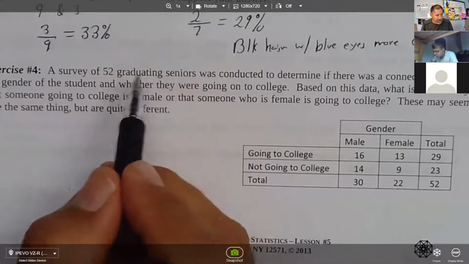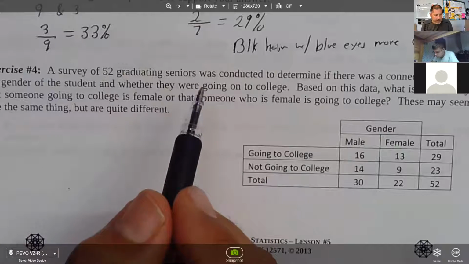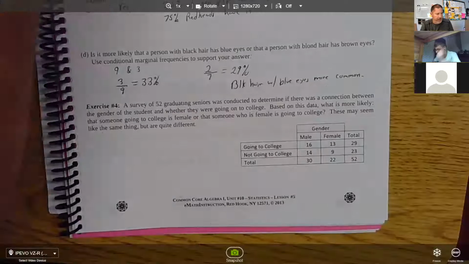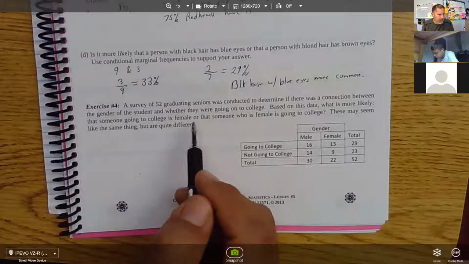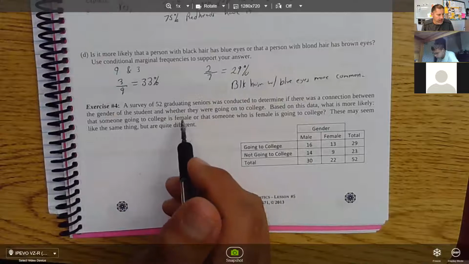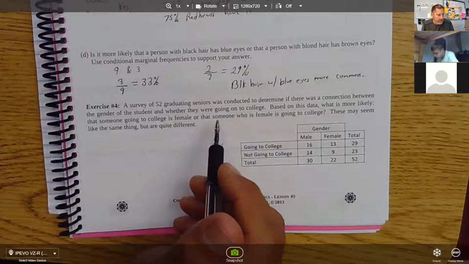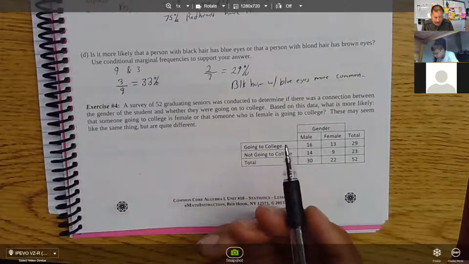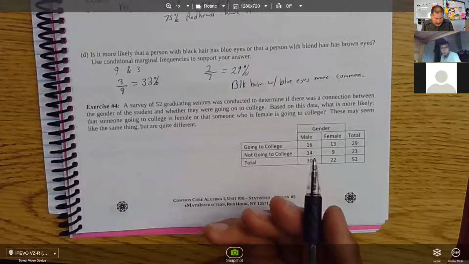A survey of 52 graduating seniors was conducted to determine, let me zoom out a little, where they were going to college based on the data. Is it more likely that someone going to college is female, or that someone who is female is going to college? And that seems like the same question, doesn't it? But it's actually asking different things.